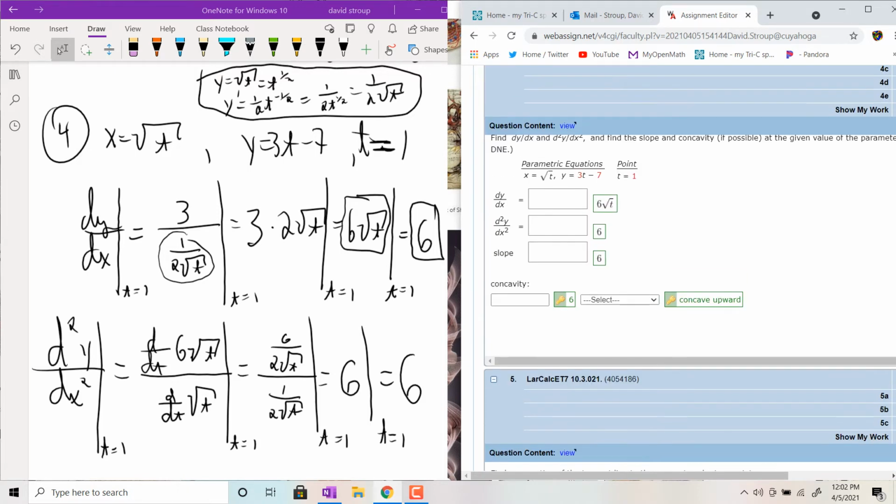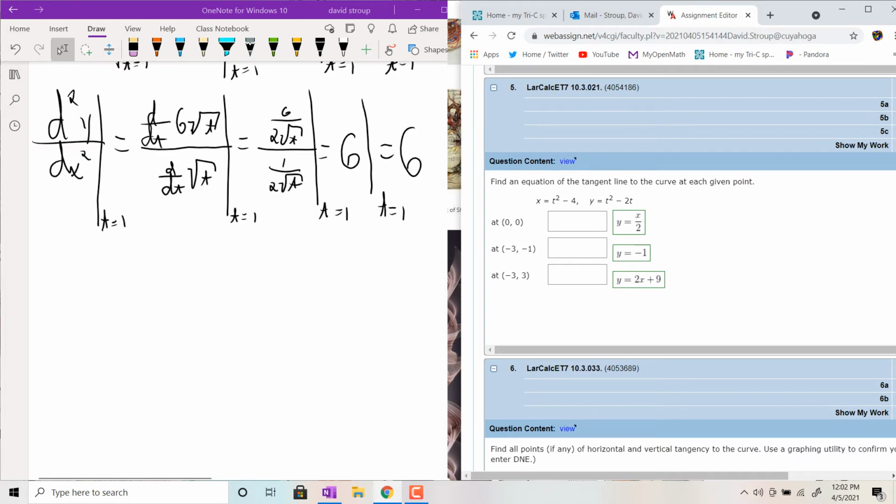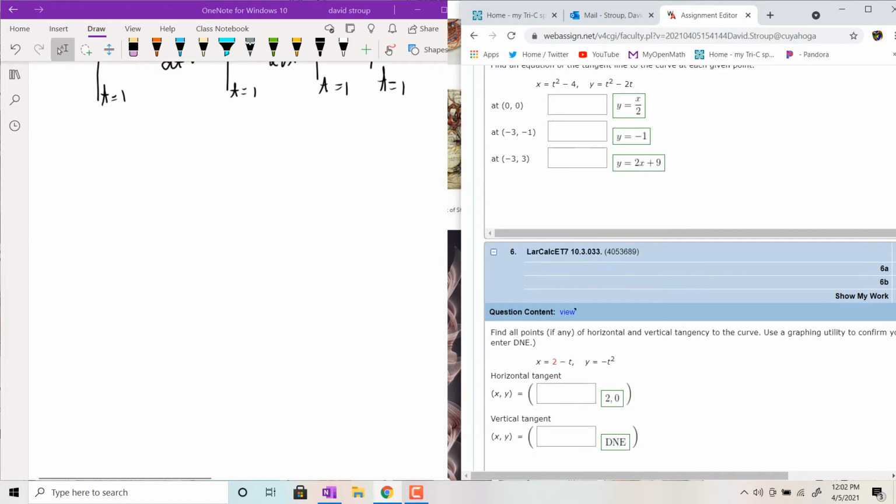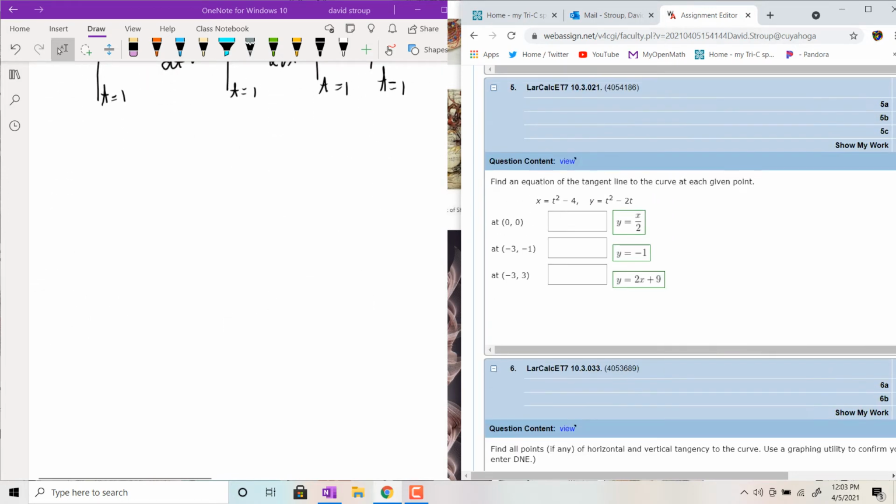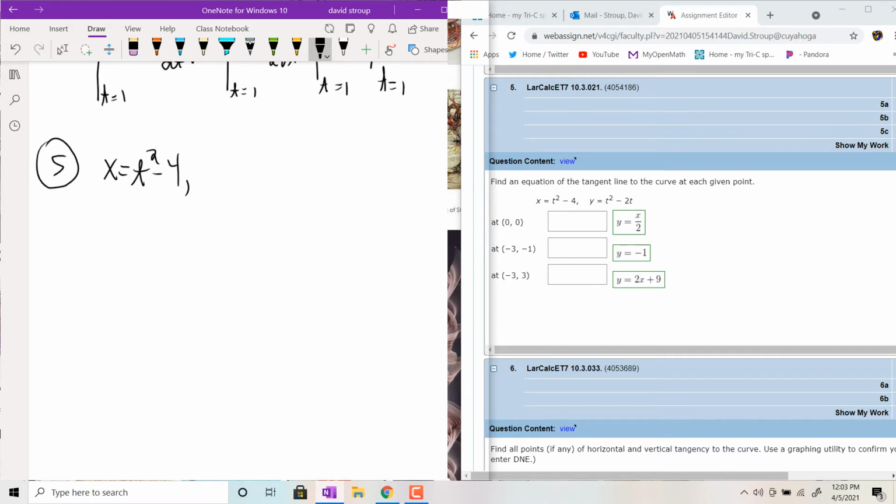Okay. The next kind of problem you see a lot, they want you to find the equation of the tangent line at the point. So let's try that one. Okay, so I have x is t squared minus 4, and then y is t squared minus 2t. So first I'm going to get the formula for the derivative.